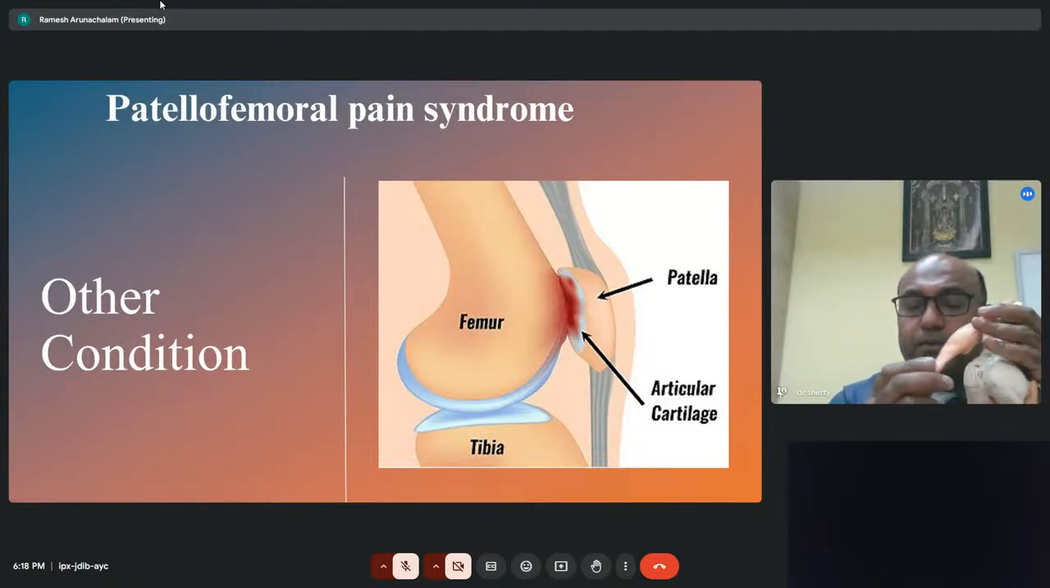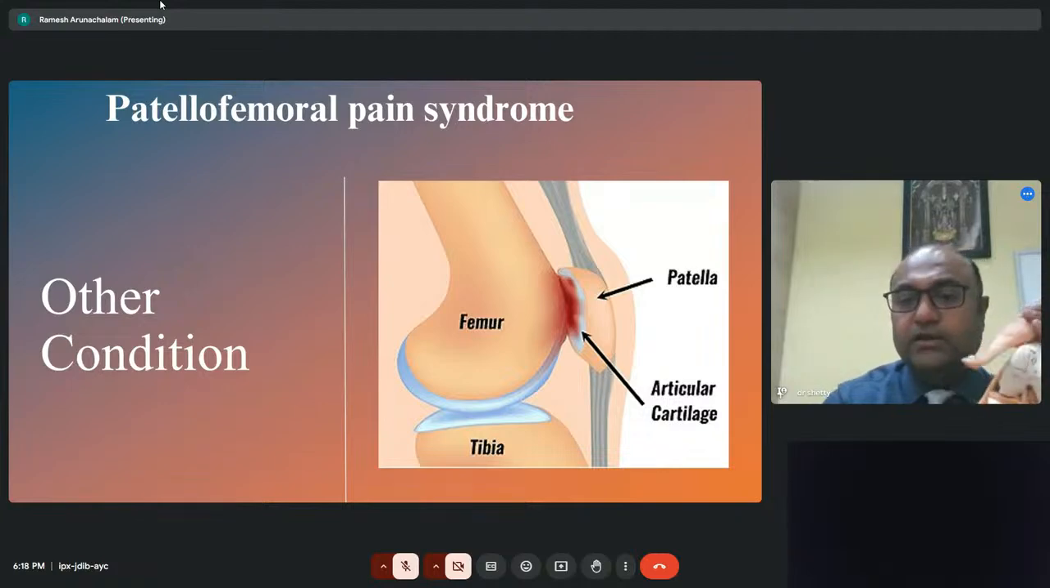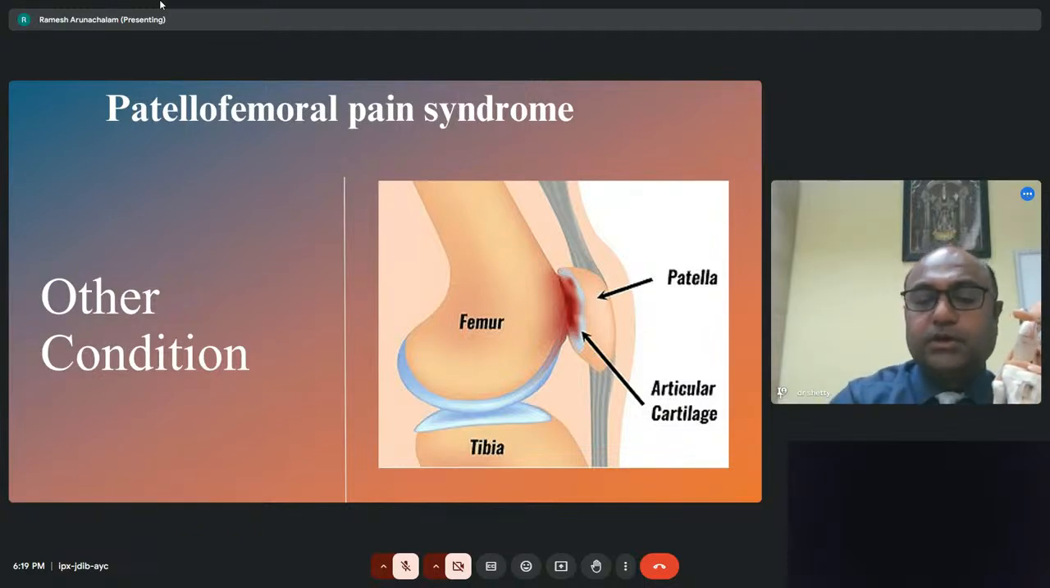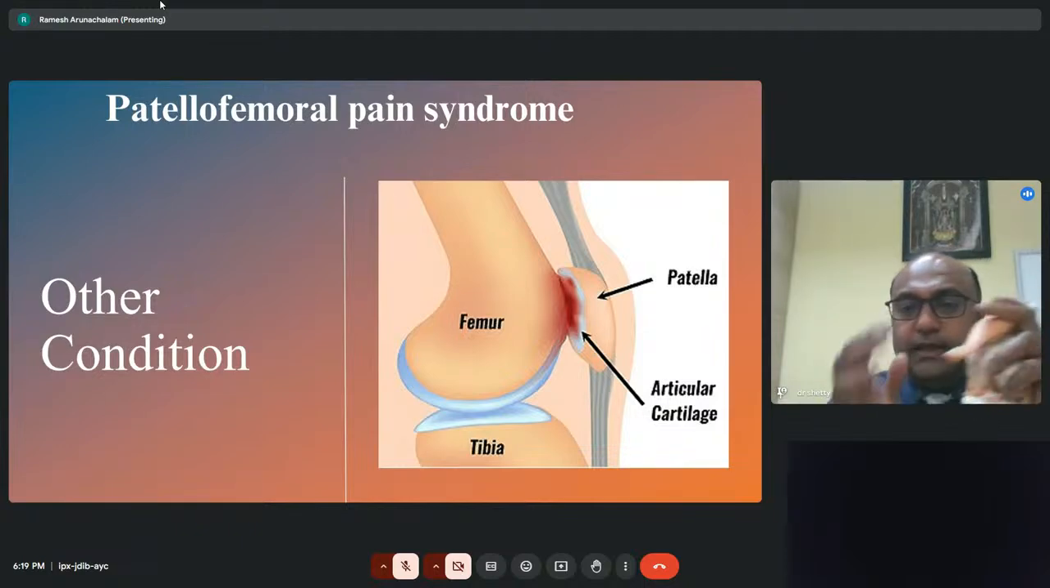And that requires a proper evaluation by an expert knee specialist to find out why the pain is there, where it is coming from, and the physiotherapist has to be guided properly. So it's a team approach to relieve kneecap pain, also called patellofemoral pain. Next slide.